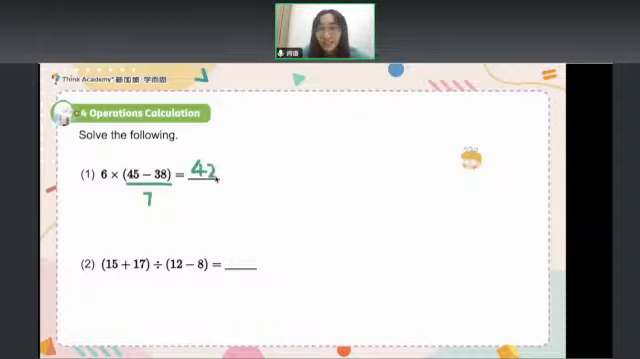Okay, so for the second one, I think now you know where we should start from, right? Because there are 2 pairs of brackets. Okay, so now you can try it and tell me what is the final answer. I give you maybe 30 seconds, have a try. Bracket 15 plus 17, bracket, divided by, bracket 12 minus 8. What is the final answer?